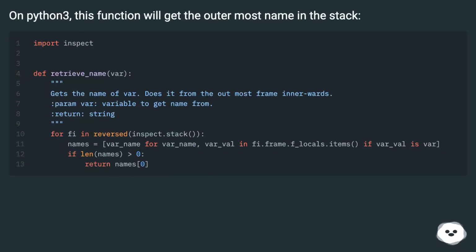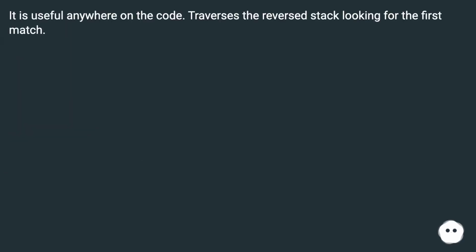On Python 3, this function will get the outermost name in the stack. It is useful anywhere in the code. It traverses the reversed stack looking for the first match.